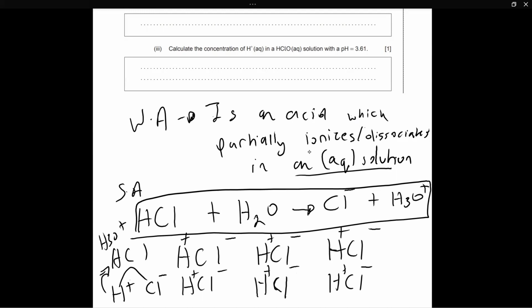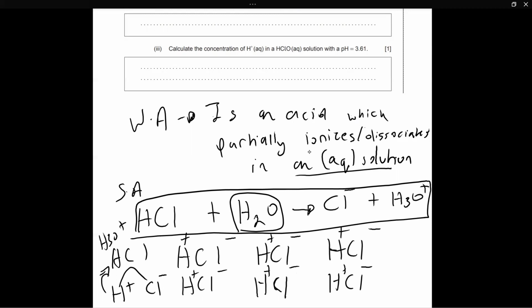Because this is the first step. First, it breaks apart into H plus and Cl minus, and then water is pretty greedy. It consumes this H plus to form H3O plus. So in a strong acid, when every single molecule of the acid reacts with water, it will completely dissociate.